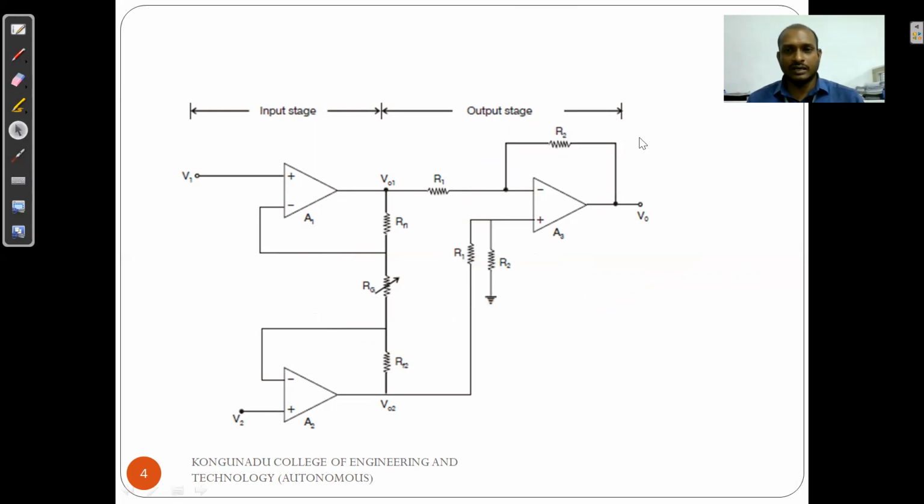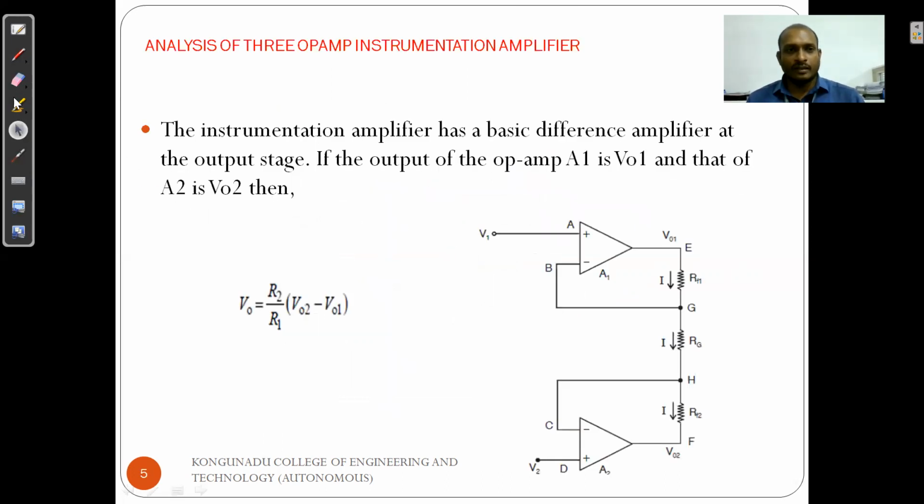Next we need to analyze this circuit. The instrumentation amplifier has a basic difference amplifier at the output stage. The output of A1 is V01, and the output of A2 is V02. This difference voltage is given to the output stage amplifier. So finally we get the output voltage V0 equal to R2 divided by R1 into (V02 minus V01). So V02 minus V01 is the difference of the input stage amplifier outputs.